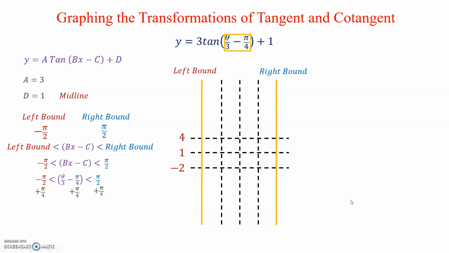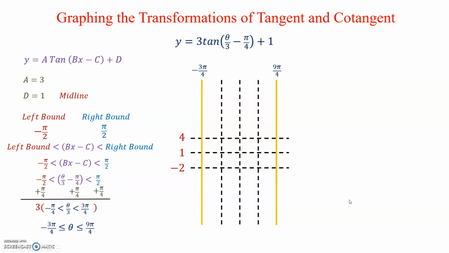We'll add pi over 4 on all 3 sides, leaving us with theta over 3. Multiply 3 on all 3 sides, and then simplify. So now we have the new left bound, which is negative 3 pi over 4, and the new right bound at 9 pi over 4. So that's where our new vertical asymptotes will be located.